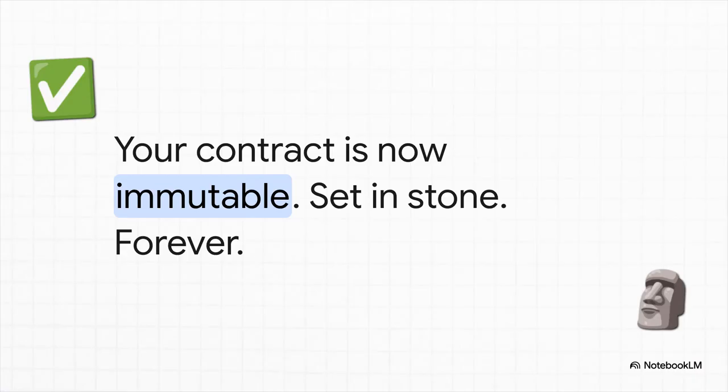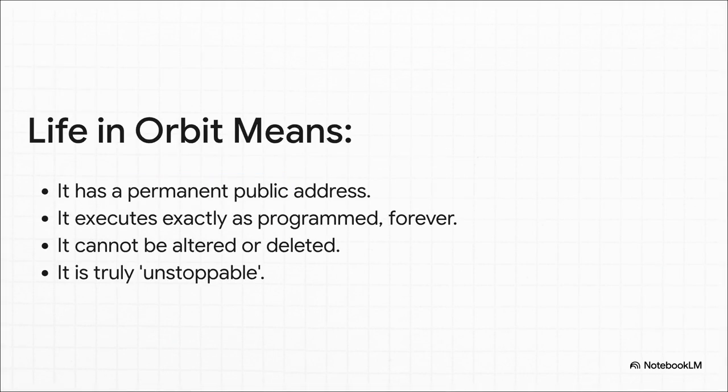And mission success means something huge here. It means your contract has achieved what we call immutability. It's set in stone, literally forever. So what does life in orbit actually look like? Well, for one, it means your code now has a permanent public address that anyone can find. It means it's going to execute its mission exactly as you programmed it, no exceptions, for as long as Ethereum exists. And it means nobody, not you, not anyone, can change it or delete it. It has become, in the truest sense of the word, unstoppable.